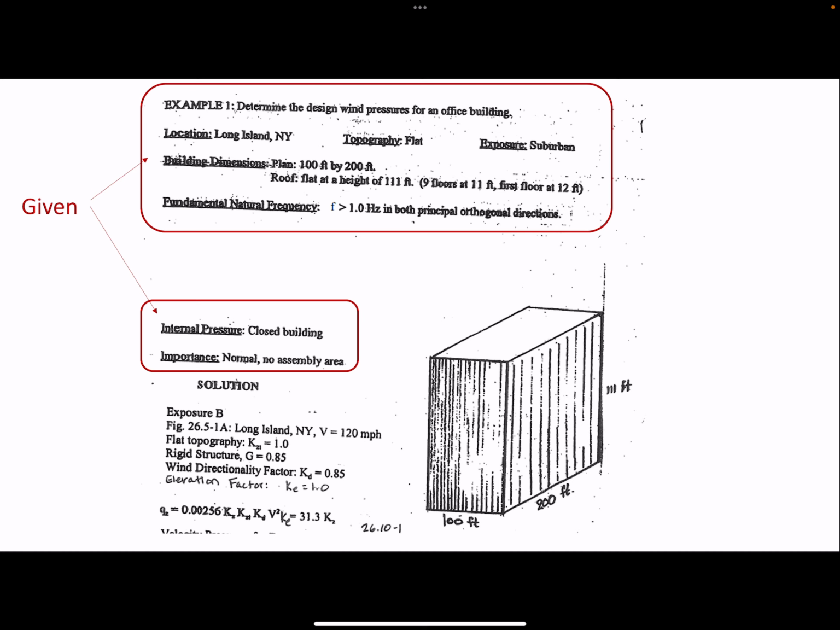So in this example, all the stuff that's in the red would be considered given information, right? So you have this building that's 100 feet by 200 feet in plan and 111 feet in height, flat roof, located in Long Island, New York. Topography is listed as flat, suburban exposure, and it's an office building, right? So what does the office building part tell us? Yeah, it's a clue as to what risk category it would be. So what risk category do you think would apply to an office building?